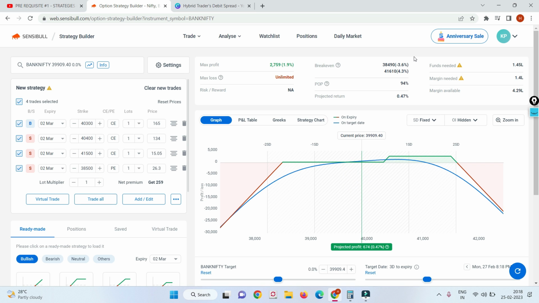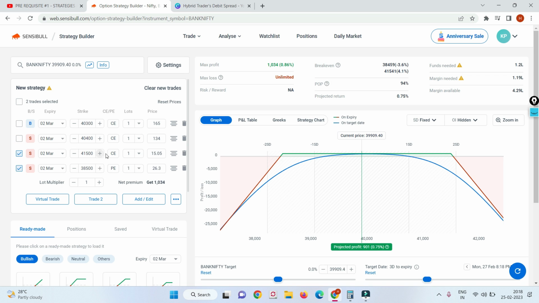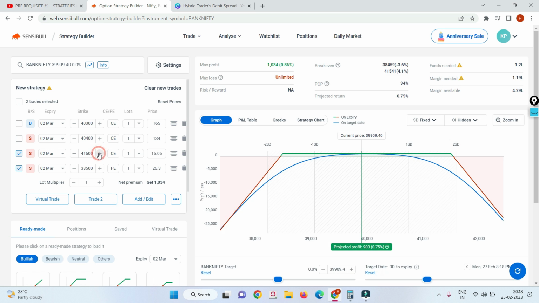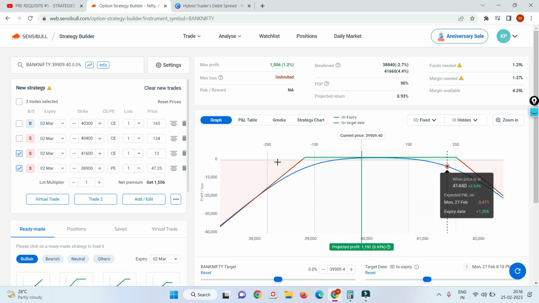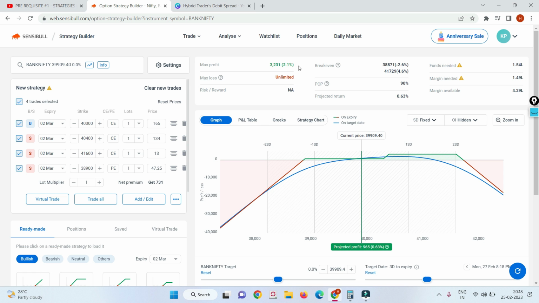Now you have less safety on the put side, but you are getting more range on the call side. So you have to just play with these adjustments. Even if I deselect this, you can just increase the quantity. Now if you want more safety on the call side, this is what I have done. Now your profit has increased to 2.1%. You have less safety on the put side.